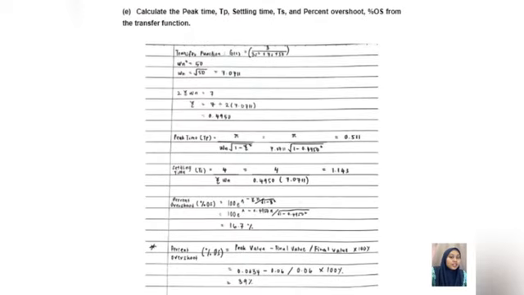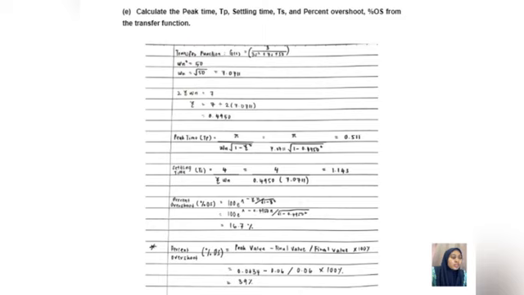So this is my last part. E, calculate the peak time, settling time, percent overshoot from the transfer function. From our transfer function, firstly, we calculate omega. Omega that we get is 7.0711. Next is zeta. Zeta that we get is 0.4950. Then first we calculate TP, peak time. Peak time that we get is 0.511.